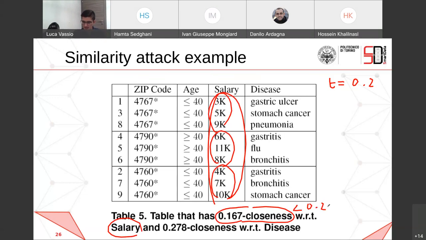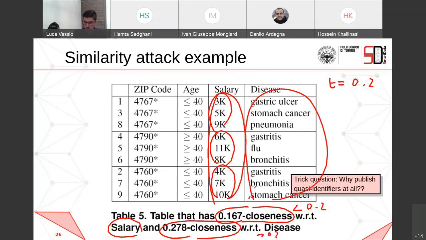Instead, for the disease, if we do that, the disease column will have a 0.27 closeness. And so this will be larger than 0.2, and so we cannot publish this column. It will not be t-close. And maybe you already have a question: at the end, if all our statistics are equal, why do we want to publish the quasi-identifiers if they don't have real error? That's a very good question, because if you want to do statistics, you want to infer something. We don't want every subpart of a database to be equal to the whole.